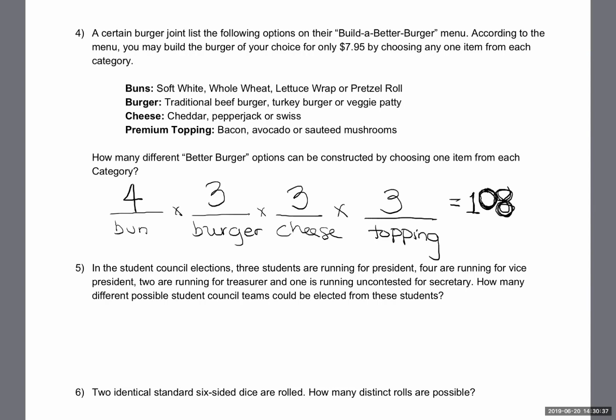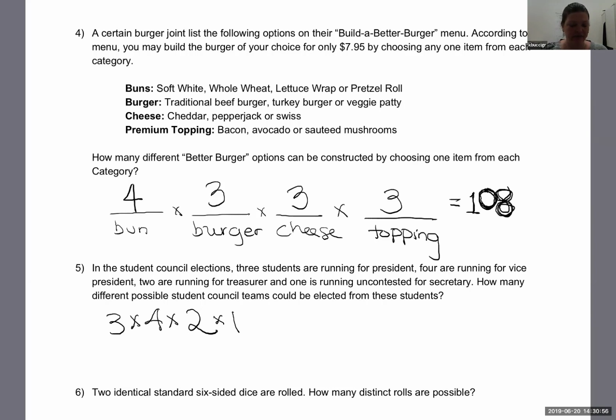3 times 4 times 2 and times 1. Yeah, and I like how you hesitated at the times 1, like, should I say it? Yeah, it doesn't really matter if we times by 1 or not. So include it or don't include it, you'll get the same answer.